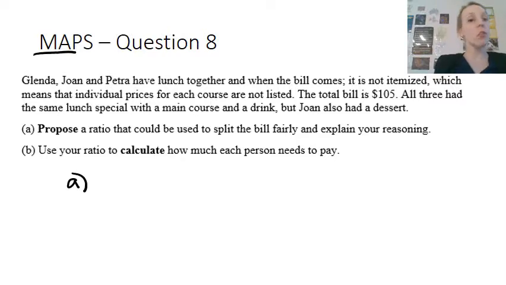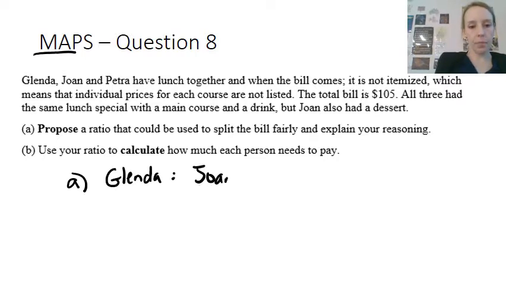Okay, so for this one, there's quite a few answers that could be counted as correct. So what I'm going to do now is not the only answer. This is an answer. You might have something different. That's fine. As long as it's a ratio that makes sense and you've explained why you've picked that ratio, that's okay. So the ratio is going to be Glenda to Joan to Petra.